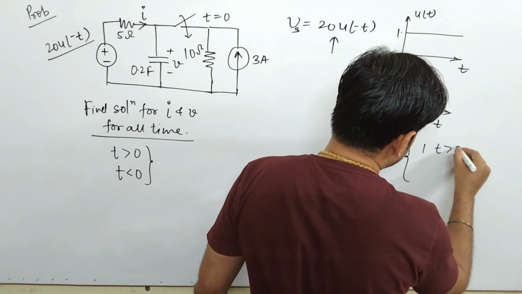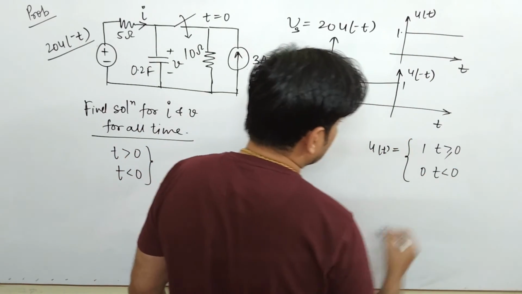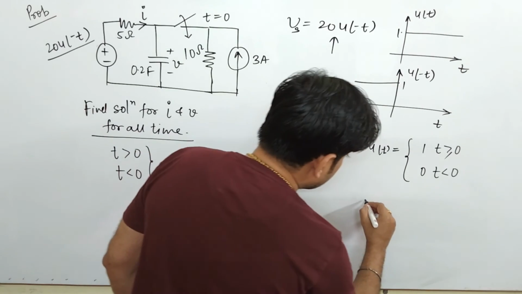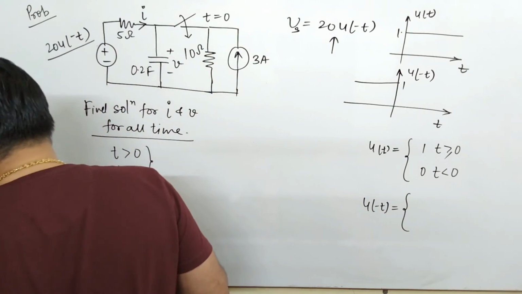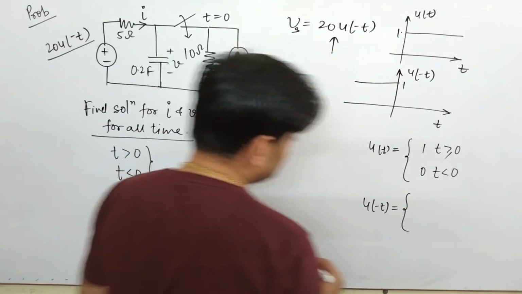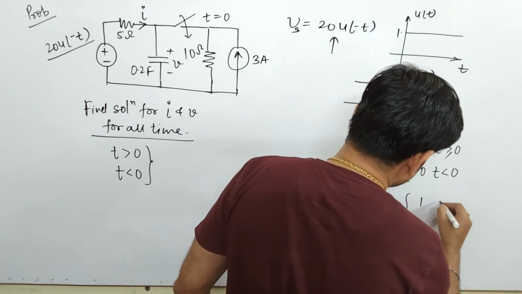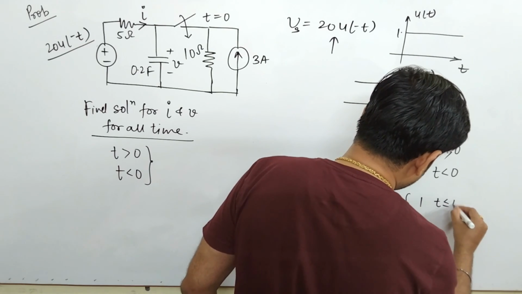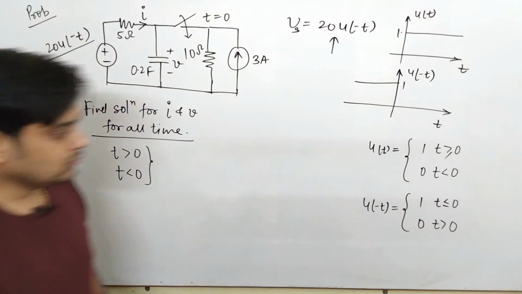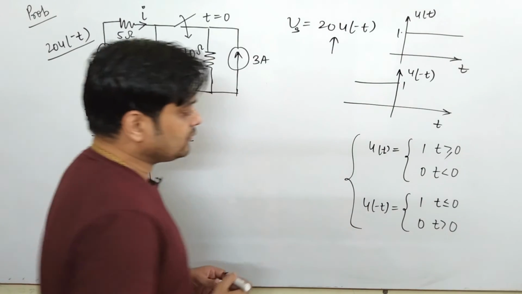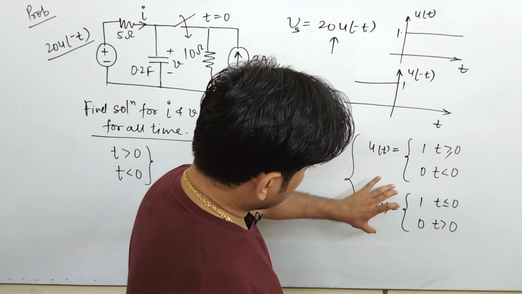u(t) is 1 for t greater than or equal to 0 and 0 for t less than 0. Similarly, u(-t) is 1 for t less than or equal to 0 and 0 for t greater than 0. So this is both types of signal, that is u(t) and u(-t), u(t) which I have shown here and u(-t) which I have shown here.